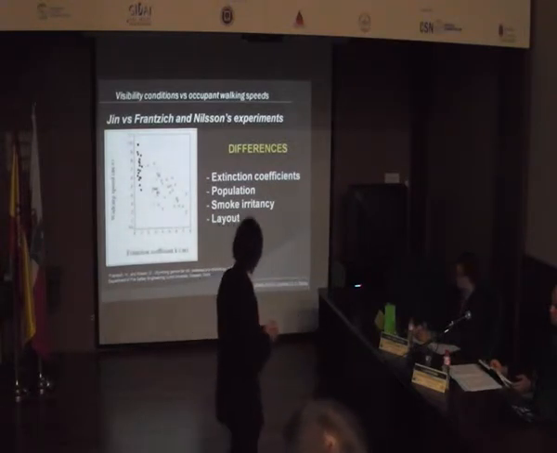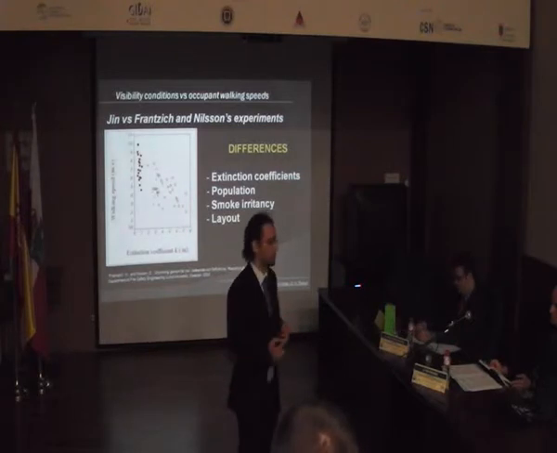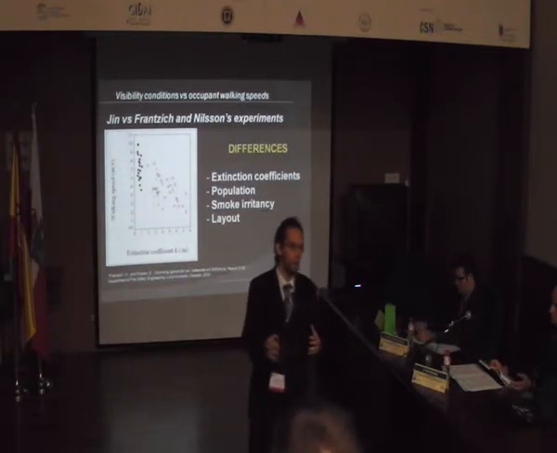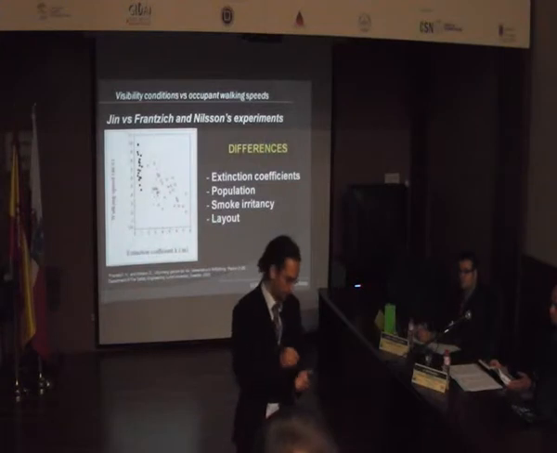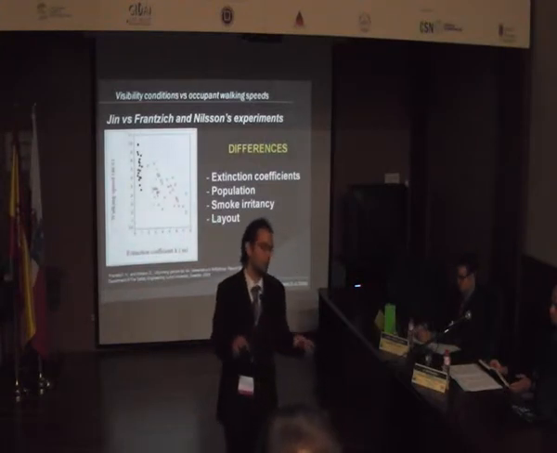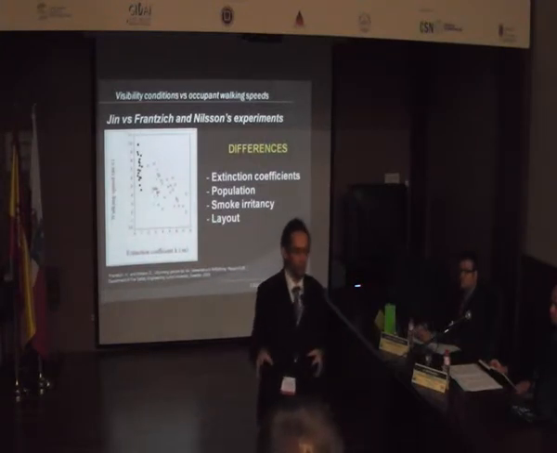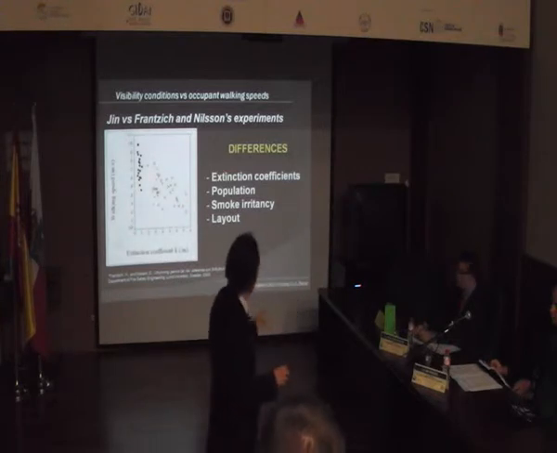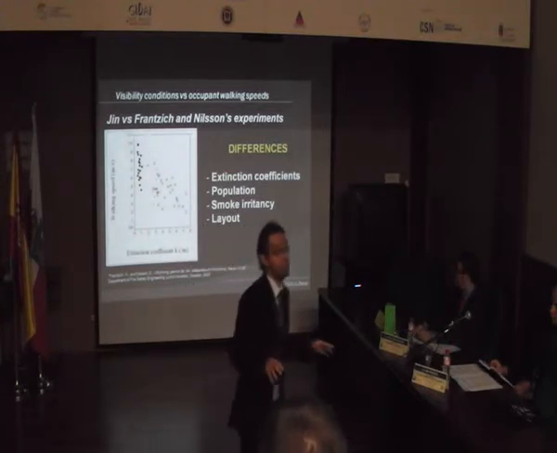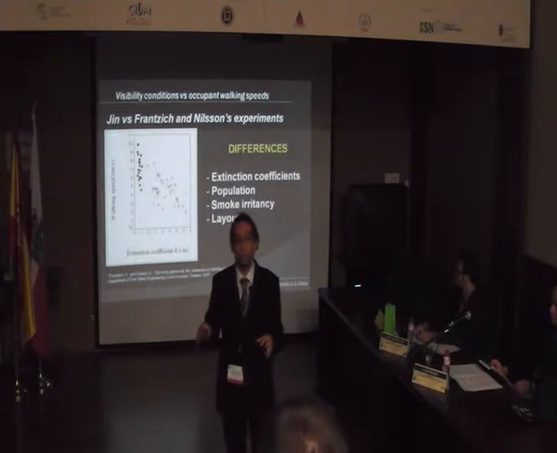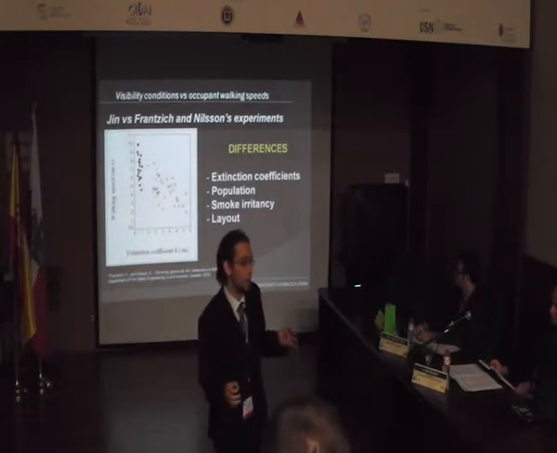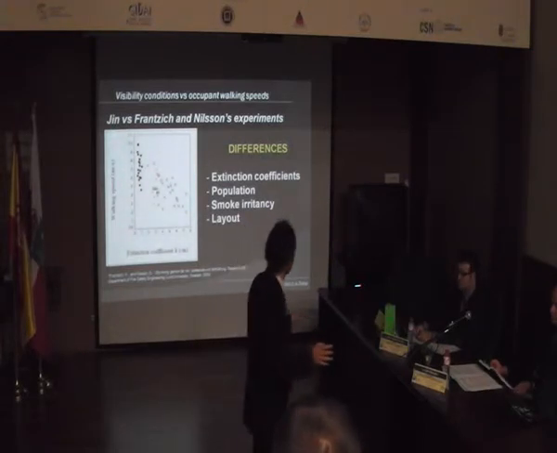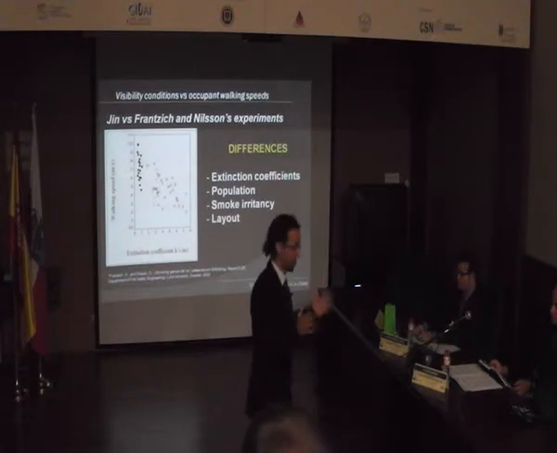While in Jeans experiments, they used two different things for producing the irritancy, using kerosene or using wood cribs. And also the layout itself was different, because in the Lund experiment we had a tunnel approximately 30 meters long, and in Jeans experiment it was a bit shorter.